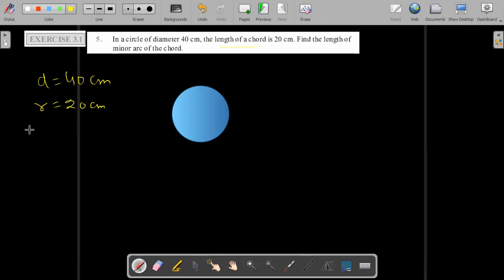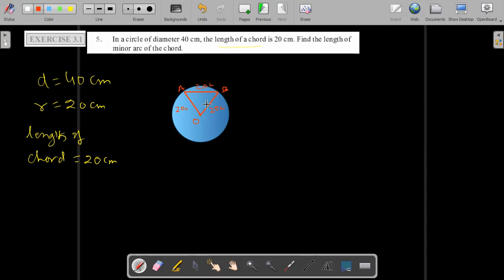And the length of a chord is also given. Length of chord is equal to 20 centimeters. So if I draw the chord, this is 20 centimeters. Then the radius is also 20 centimeters, so this will also be 20 centimeters, and this will also be 20 centimeters, as we have been given the radius as 20 centimeters. And the length of chord AB is also 20 centimeters.